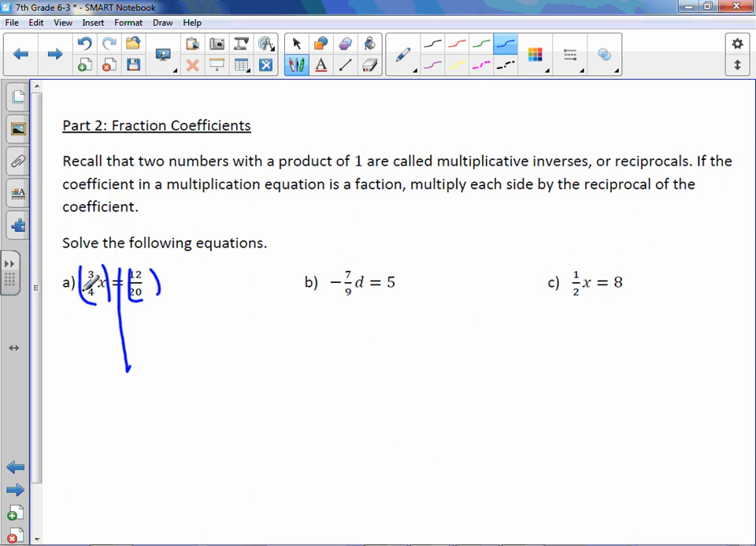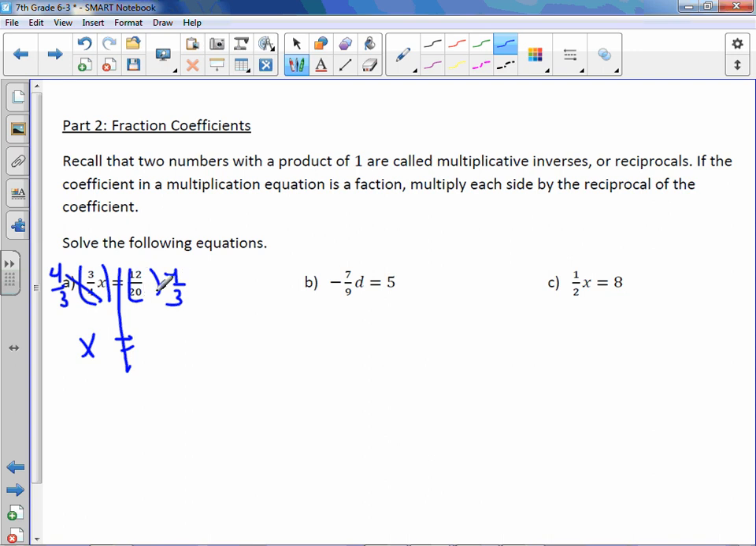So our coefficient is 3/4. To get rid of it, I'm going to multiply both sides by its reciprocal, or 4/3. x equals. Now, if you start with fractions, you should end with a fraction answer. In part 1, we had decimals, so we can end with a decimal answer. However, because we have fractions, I'm going to do my best to end in fractional answers.